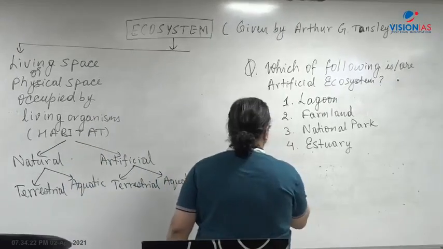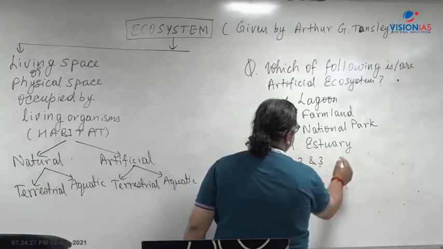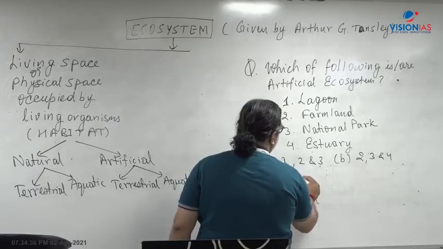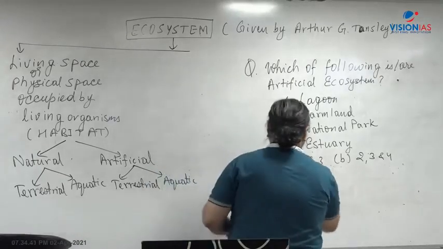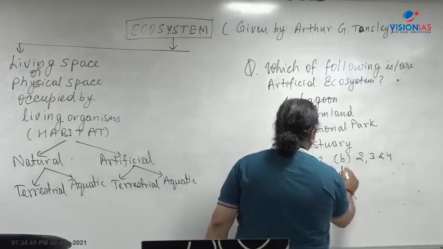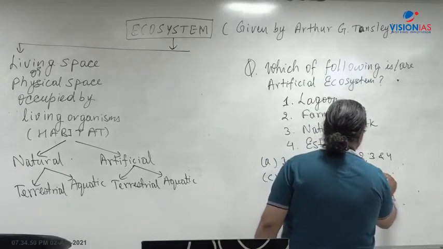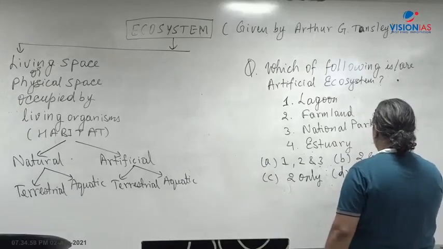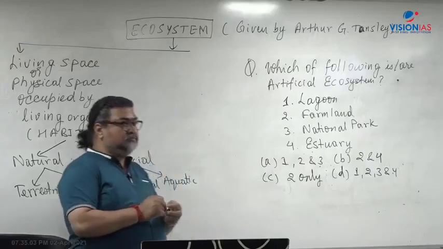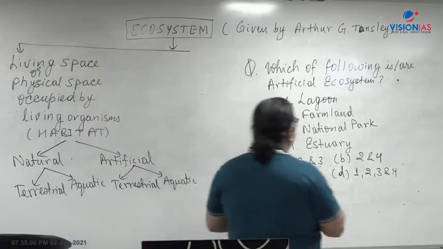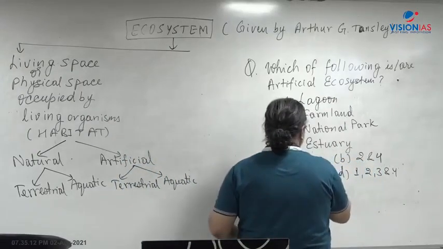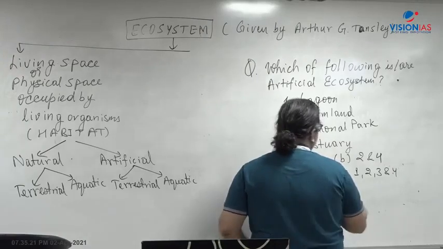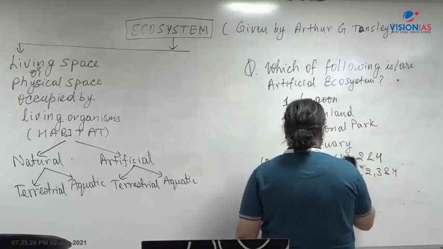And let's say I am giving you the options here: A, 1, 2 and 3; B, 2, 3 and 4; C, 2 only; D, 1, 2, 3 and 4. Let me change the options here. You have 1, 2 and 3, then 3 and 4, then 2 and 4, right? 2 and 4 as an option here, 2 only, 1, 2, 3, 4.